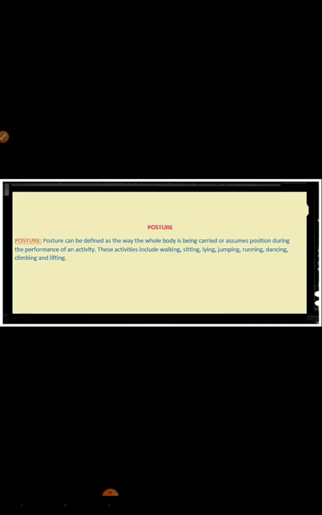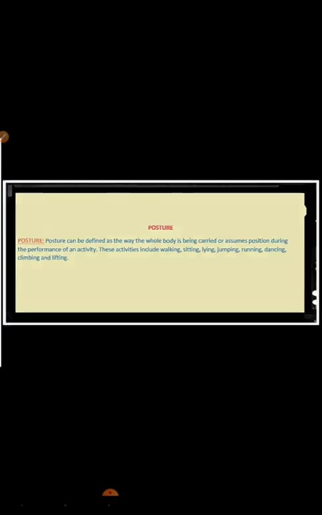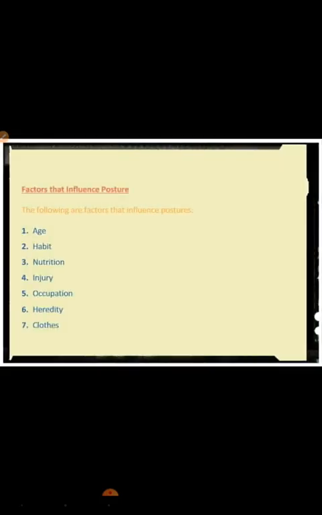Now, what is posture? Posture can be defined as the way the whole body is being carried or assumes position during the performance of an activity. These activities include walking, sitting, lying, jumping, running, dancing, climbing, and lifting. That is, the way we carry our body during our normal daily activities is what is known as posture.